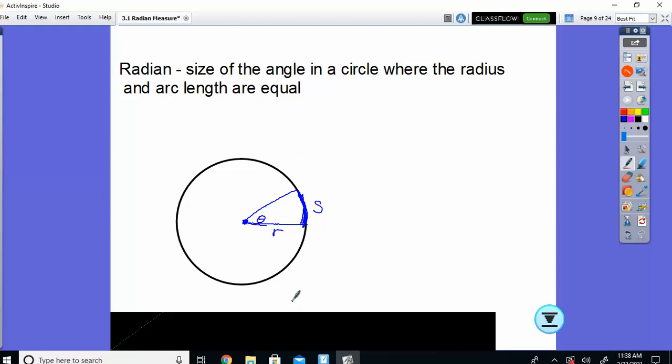So my angle is in there. So what this definition says is if the length of s is equal to the length of r, then your angle is equal to 1 radian.